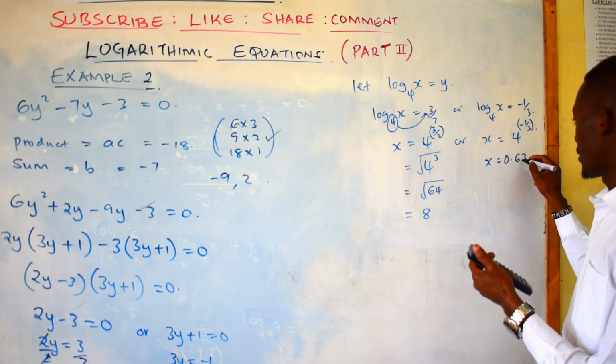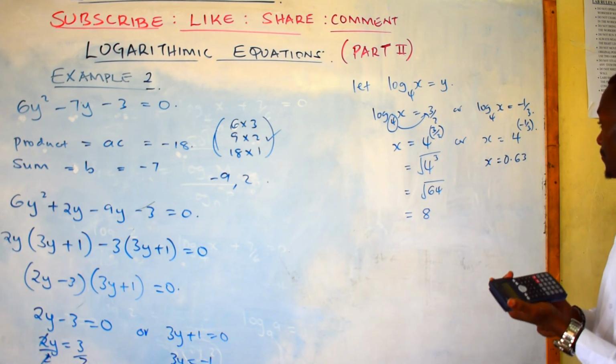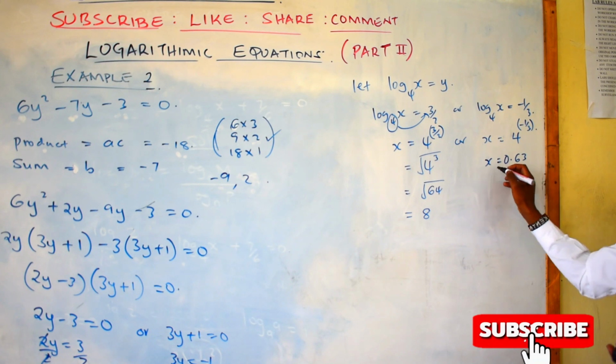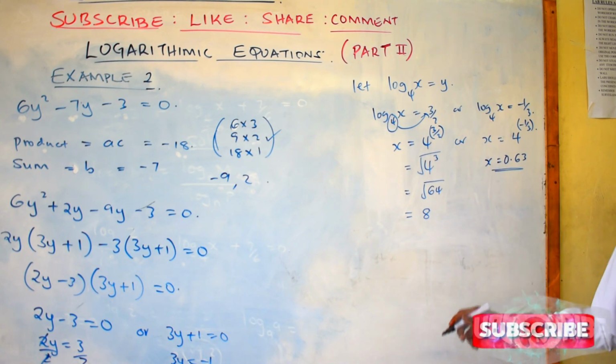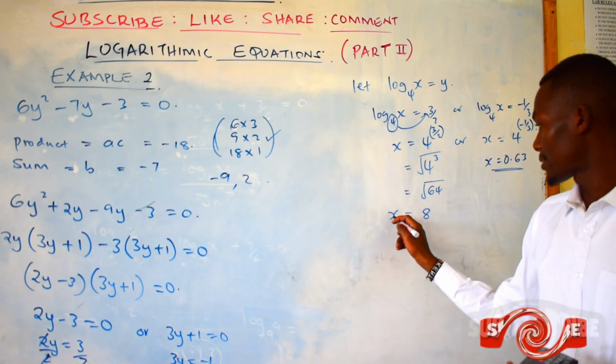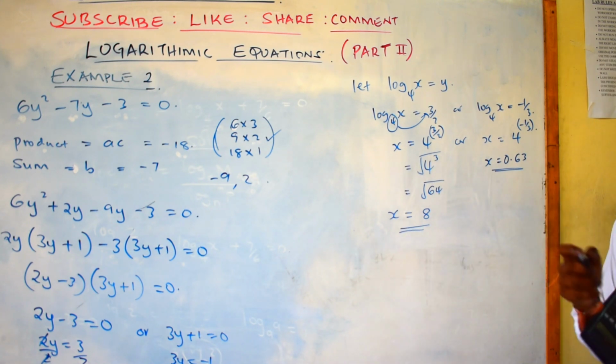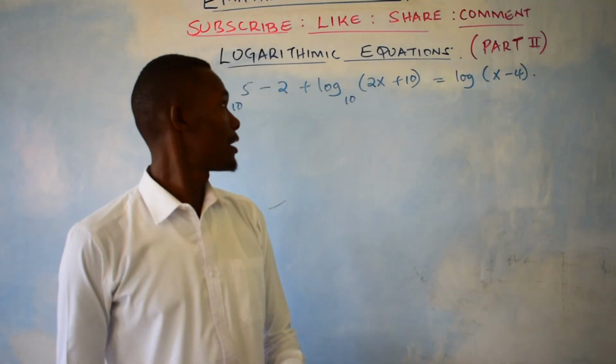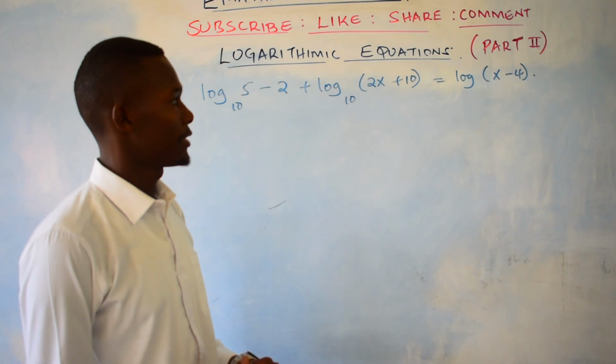We can say 0.63 because we round off the numbers that follow. So our solutions for x are x equals 0.63 or x equals 8. Now let's check the last example that we have here.